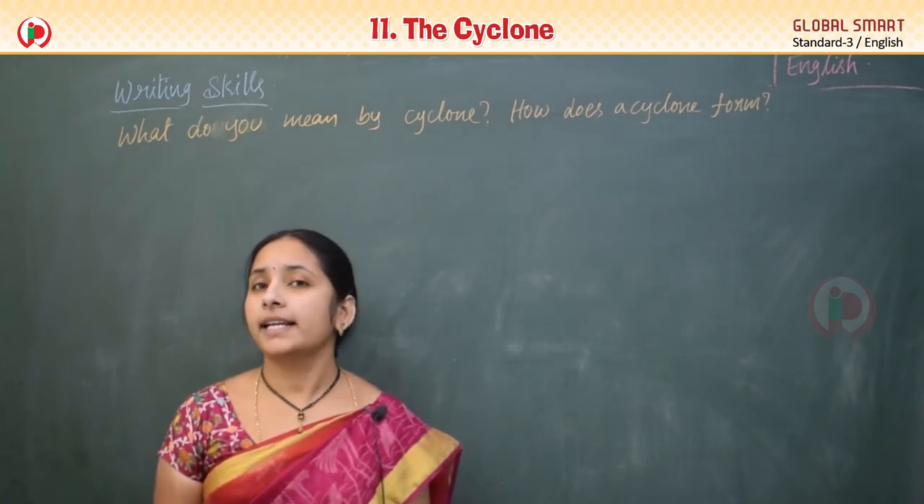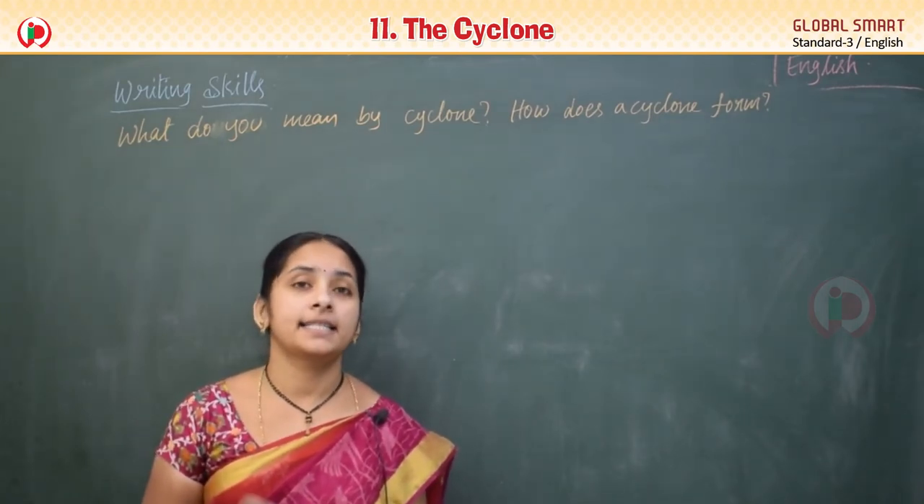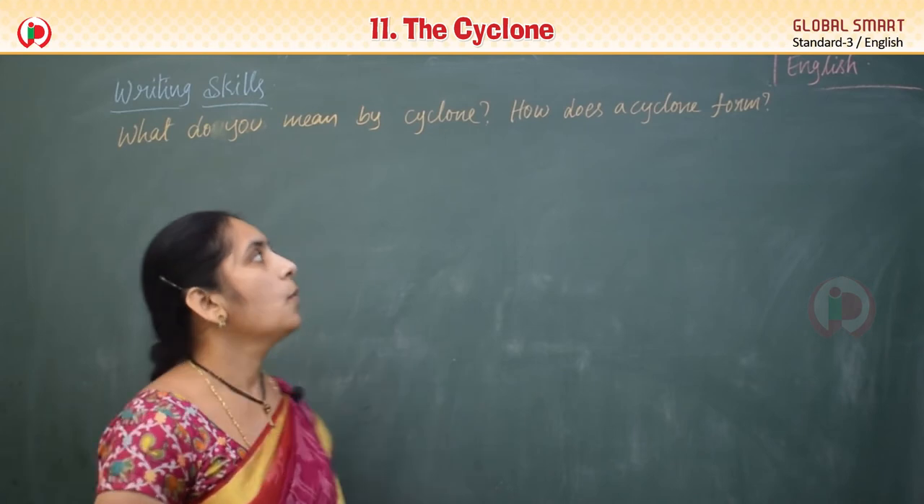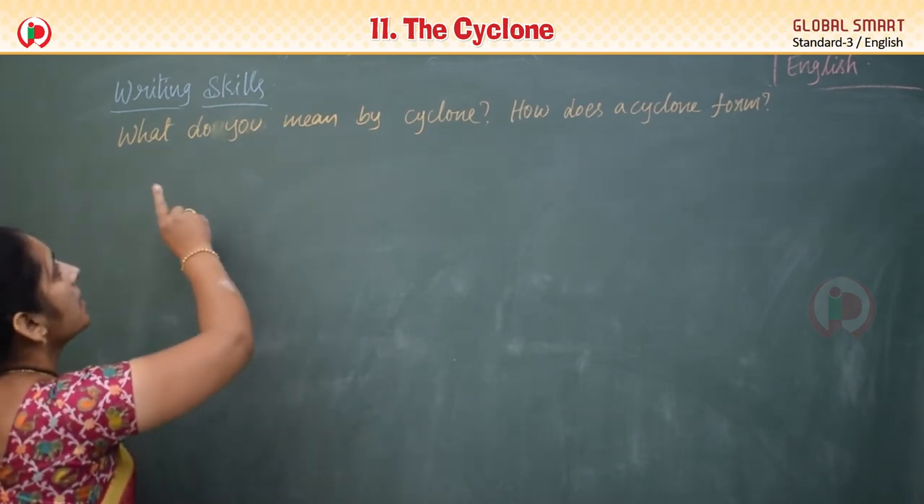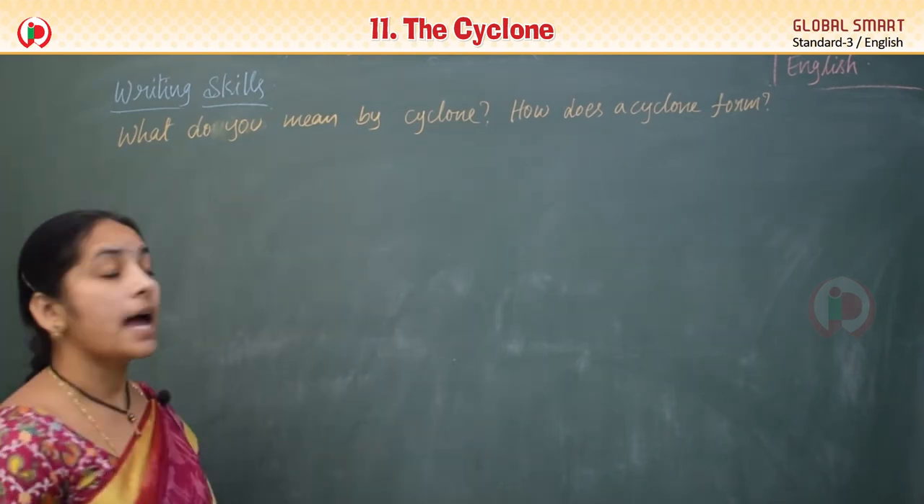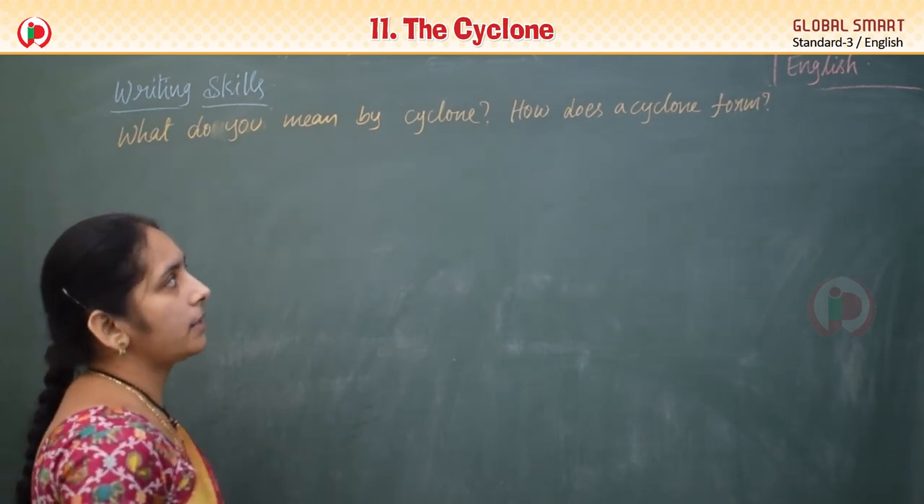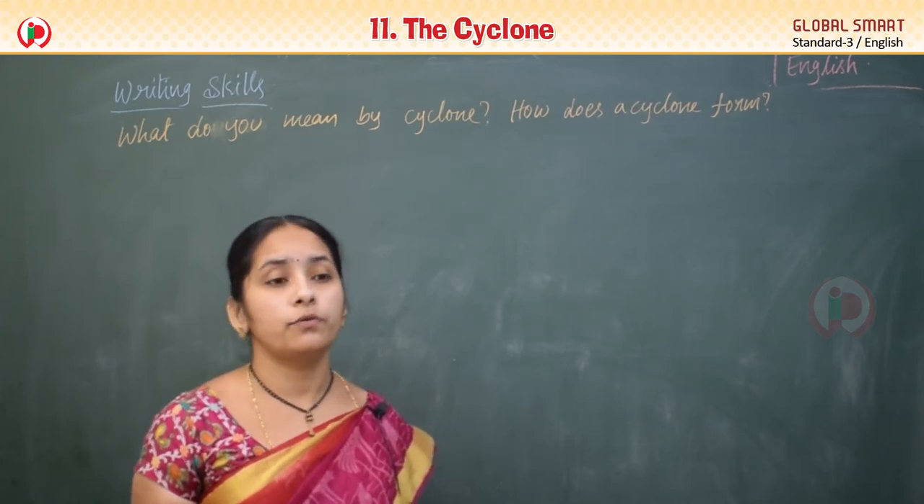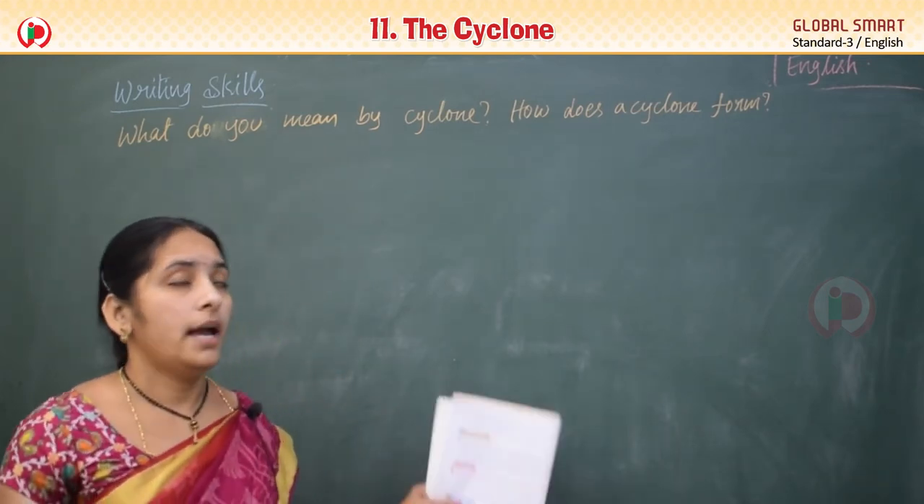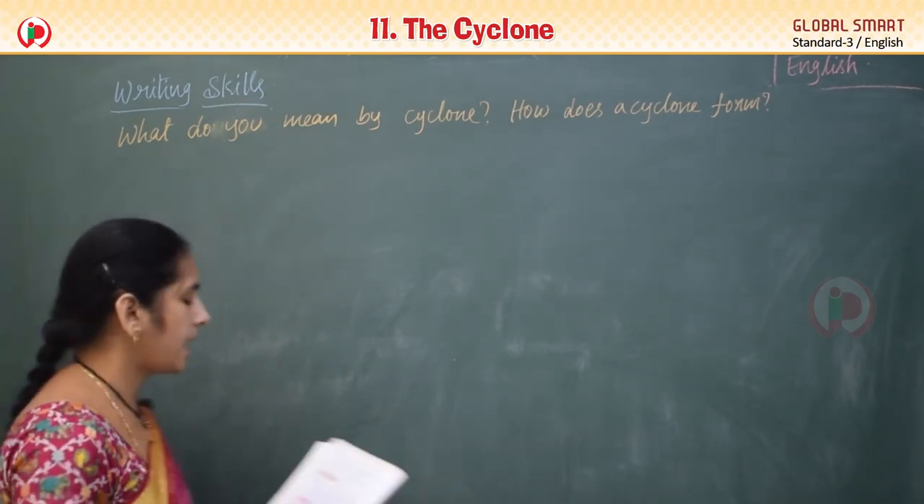See children, so the next topic, we have writing skills. What do we have in the writing skills? This lesson is about the cyclone. So what do you mean by cyclone? How does a cyclone form? Heavy winds, right? So now write the answer.